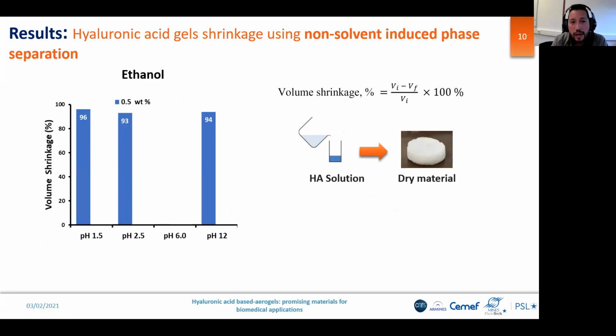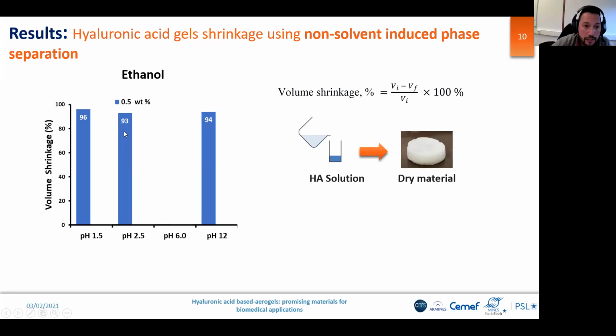We started with the evaluation of the volume shrinkage. Here in the slide, I'm going to present the results for when this material was produced using ethanol as the non-solvent, lower concentration of hyaluronic acid, and for all the pH. To evaluate the volume shrinkage, we simply take the volume of the solution and then measure the volume of the final material, the dry material.